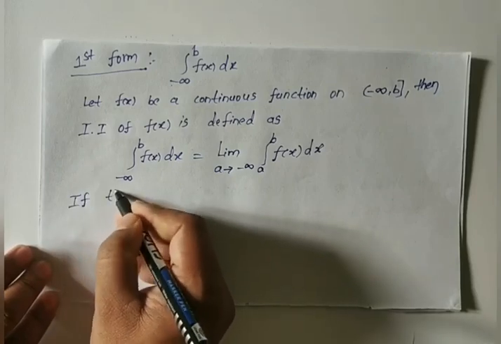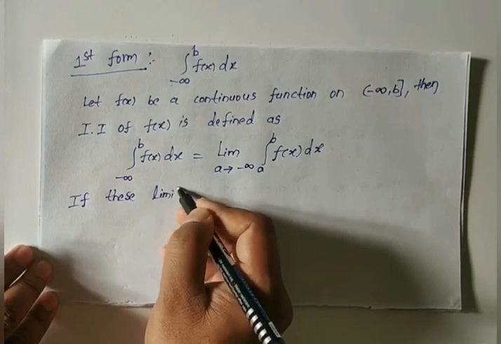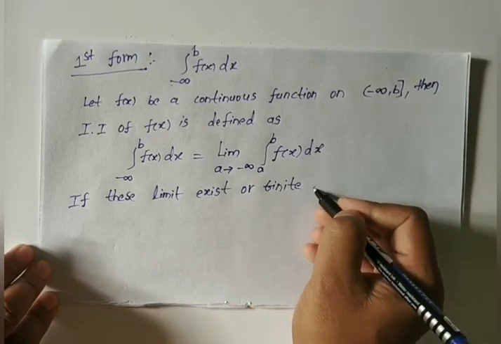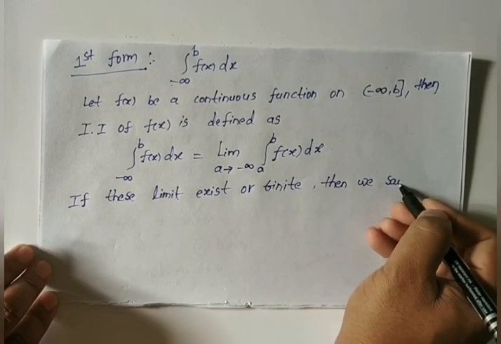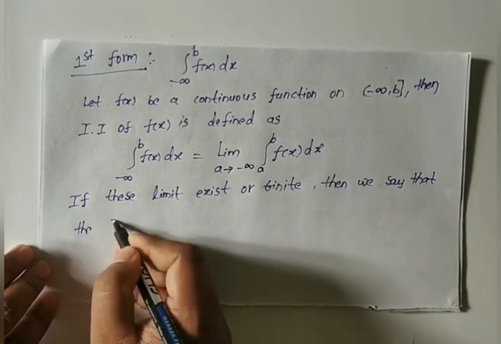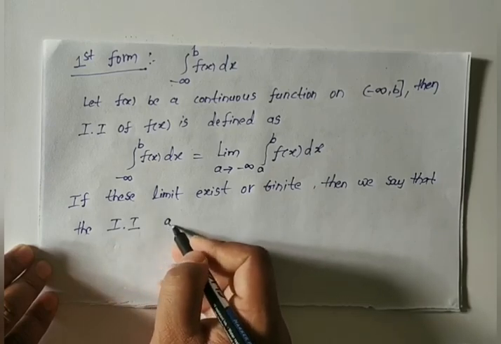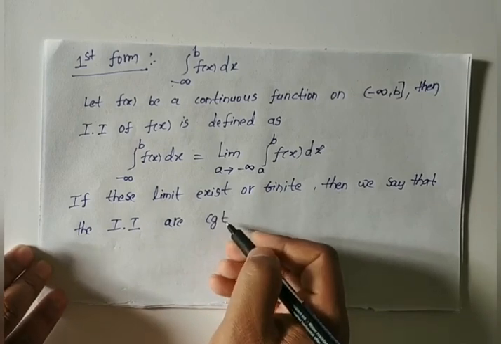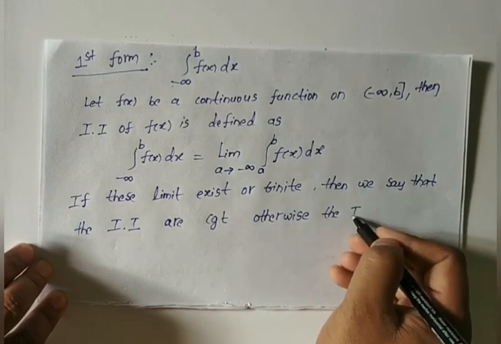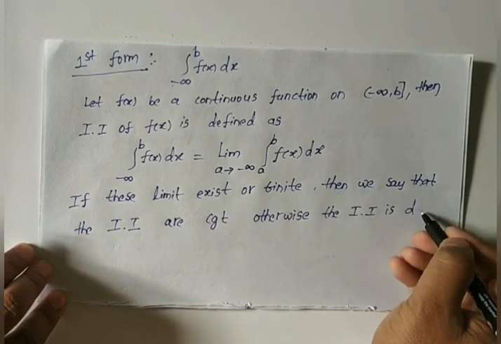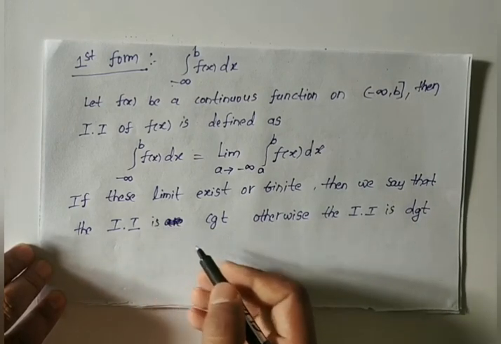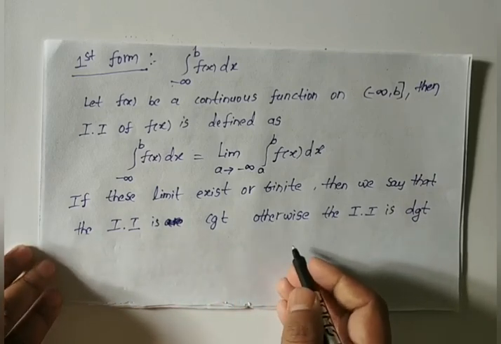If this limit exists or is finite, then we say that the improper integral is convergent, where II means improper integral and CGT means convergent. Otherwise, the improper integral is divergent. We say that the improper integral is convergent, otherwise the improper integral is divergent.